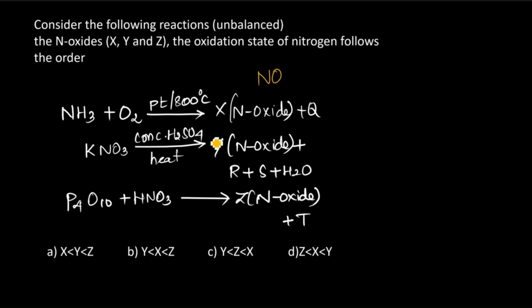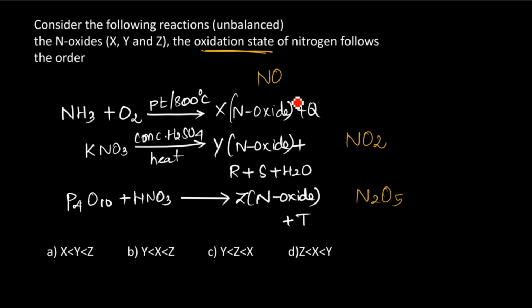And KNO3 with concentrated sulfuric acid, what will that form, with the release of H2O and R and S? Our main concern is Y only, which is NO2. Then P4O10 plus HNO3, it is a dehydrating agent. So they eliminate the water and write it as such, which will give you N2O5, right? They are asking to arrange the oxidation states of nitrogen.